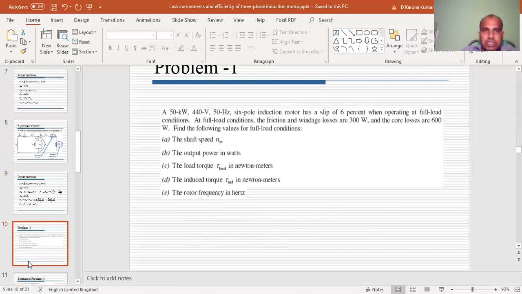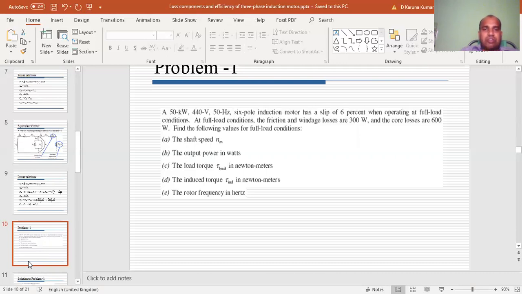So the first problem is a three-phase induction motor. The rating is 50 kilowatts, voltage is 400 volts, frequency is 50 hertz, and the number of poles is 6. The slip is 6% at full load conditions. The friction and windage losses, the mechanical losses, are 300 watts and the core losses are 600 watts. Now we have to find the shaft speed, output power, load torque, induced torque and rotor frequency.